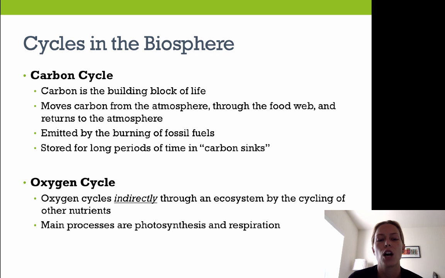And then we also have carbon sinks, where carbon can be stored for long periods of time in the geological areas around the world. The oxygen cycle cycles indirectly through an ecosystem by the cycling of other nutrients. So oxygen doesn't have its own cycle, but it cycles indirectly through the carbon cycle and some of these other cycles as well. And the main processes are photosynthesis and respiration, in which oxygen gets cycled.